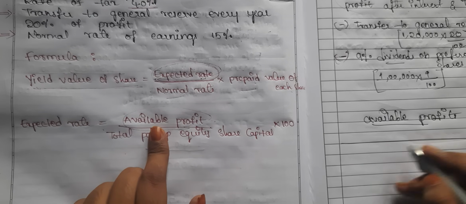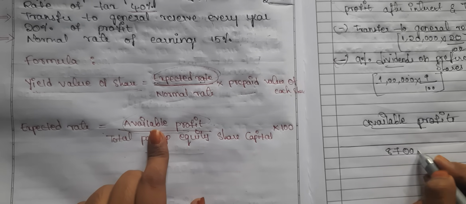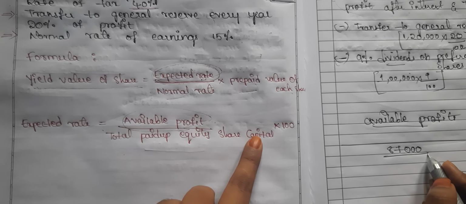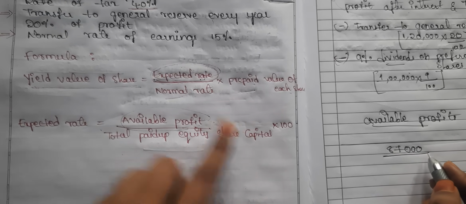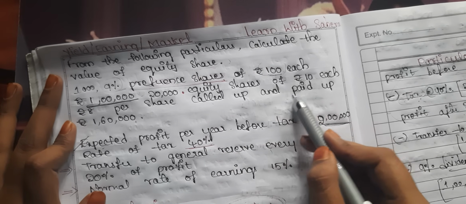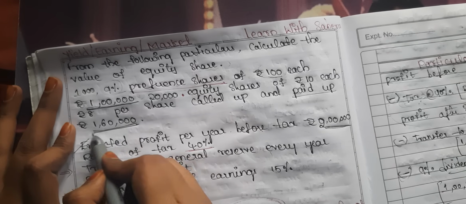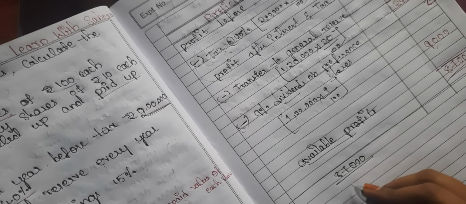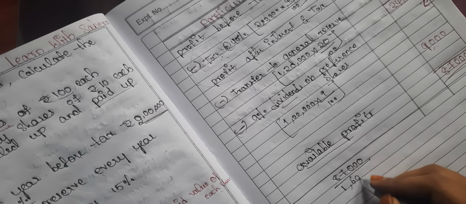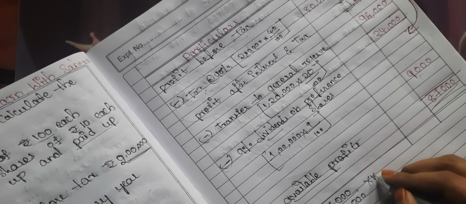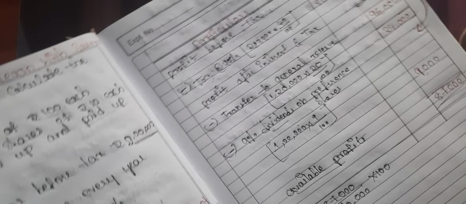How much is the available profit? 87,000 divided by total paid up equity share capital. Total paid up share capital, how much is it? It is 1,60,000. So we are going to take 1,60,000, and in the formula you need to multiply it by 100. What amount are you getting? Let us see.